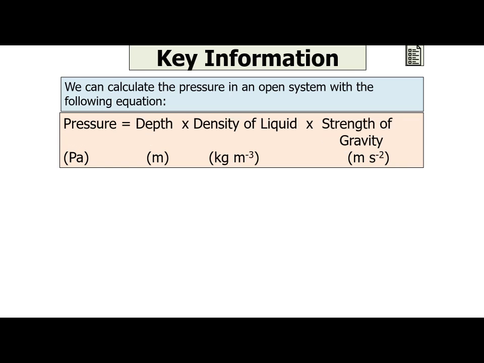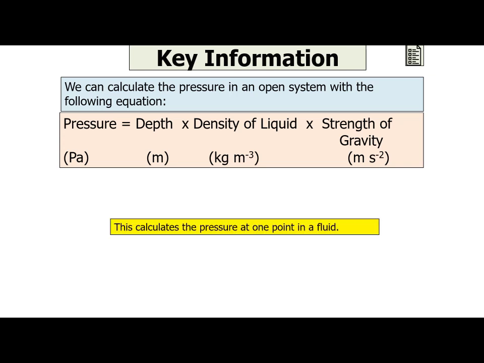Now, the equation of pressure in pascals equals the depth in meters times the density of the liquid in kilograms per meter cubed times the strength of gravity calculates the pressure at one point in the fluid.